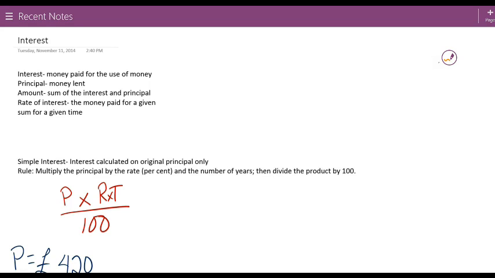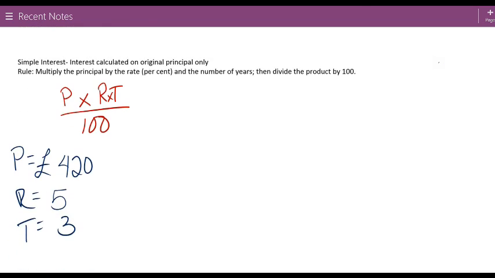Alright, so interest is money paid for the use of money. Principal is the amount of money that was borrowed. Amount is the total money that is being paid back, so it's the interest and the principal together. The rate of interest is the money paid for a given sum for a given time. So that's how much money you're paying back for the use of this other money.